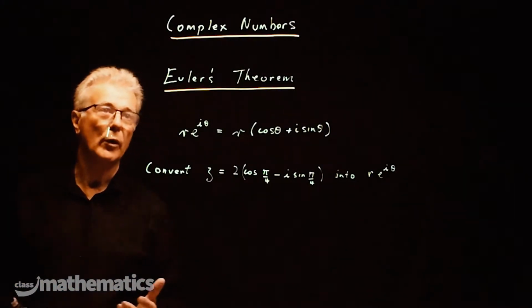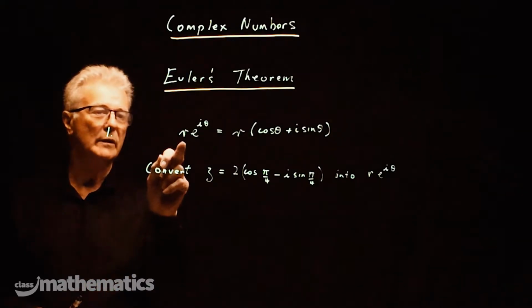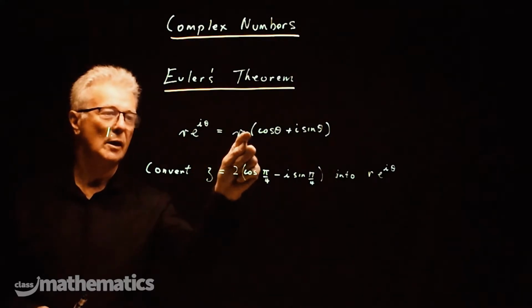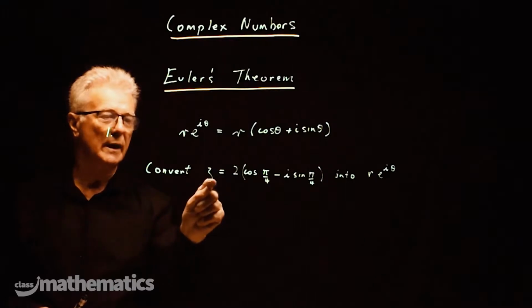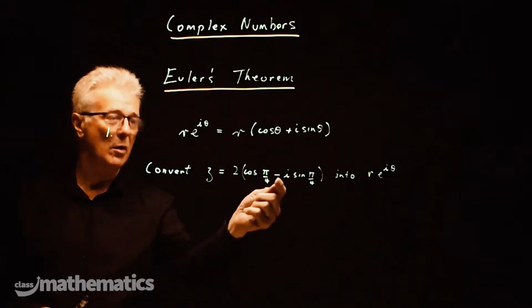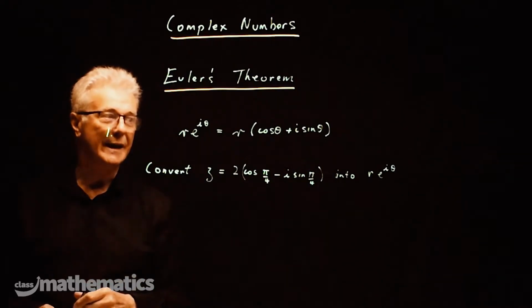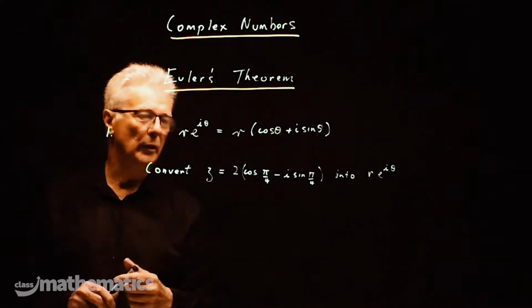Euler's Theorem, or Euler's Theorem, depends on the pronunciation. Number one, we're given that the theorem is r e to the i theta equals r times cos theta plus i sine theta. We have to convert z equals 2 cos pi/4 minus i sine pi/4 into r e to the i theta. So what we have to do is to change this to a plus before we can do it.